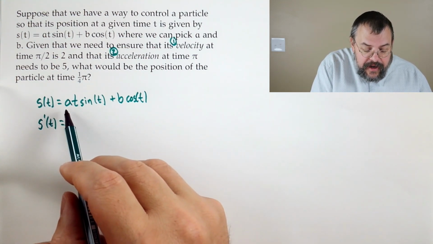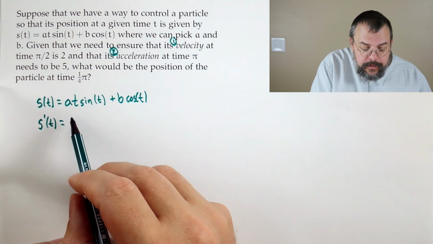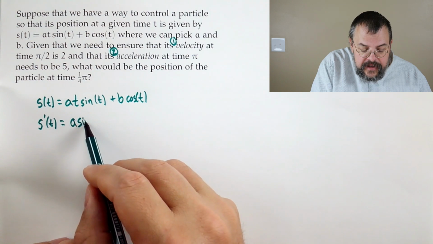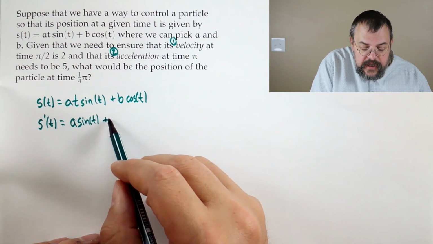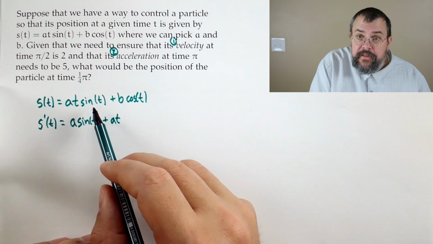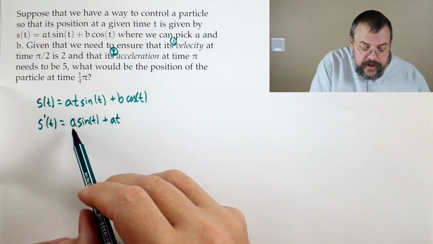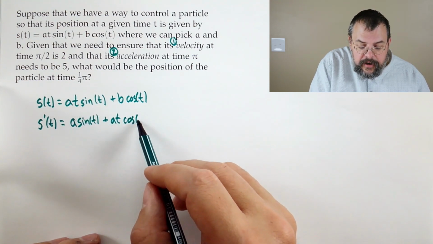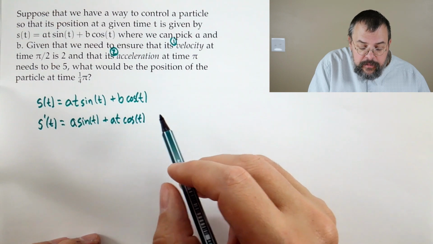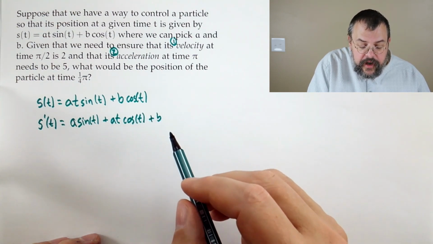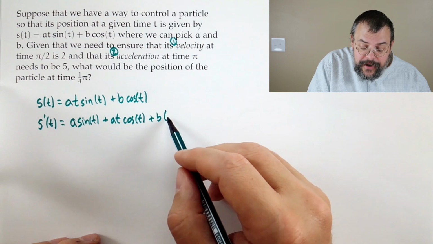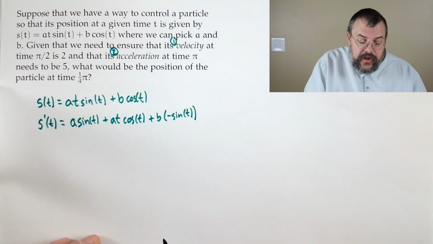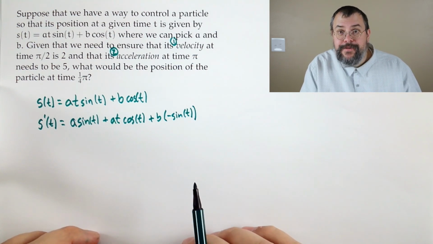So the a is a constant, so the derivative of the first will be, think of the derivative of t as 1, so the a constant comes along, a sine t, then plus a t times the derivative of sine, because the derivative of the first times the second plus the first times the derivative of the second is cosine. Then plus b times derivative of cosine. Derivative of cosine is, well, negative sine. All right, there we go. Okay, now that's round 1.